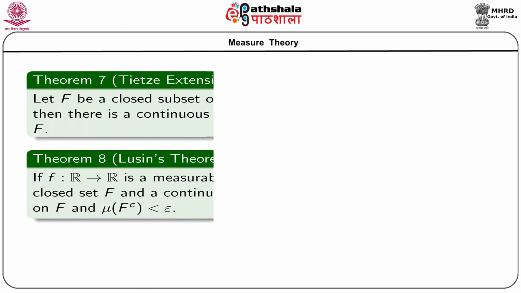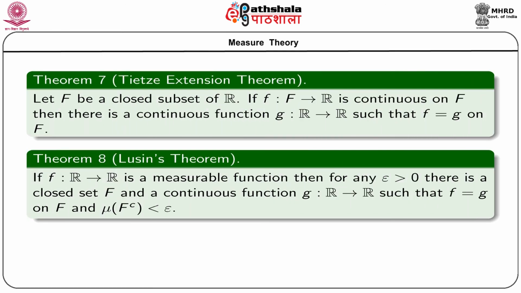So, we have this particular result, we again repeat it, that whenever we have a measurable function f from R to R, then for any epsilon greater than 0, I can find a continuous function g from R to R such that the measurable function is equal to the continuous function on capital F, where F complement has measure less than epsilon.